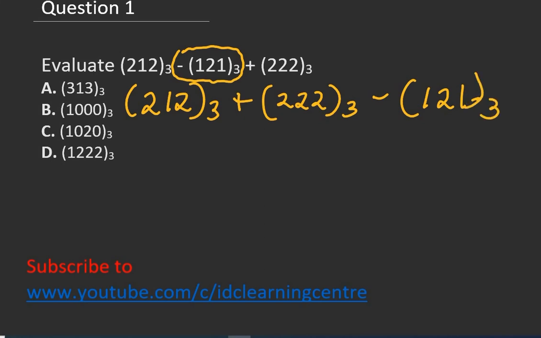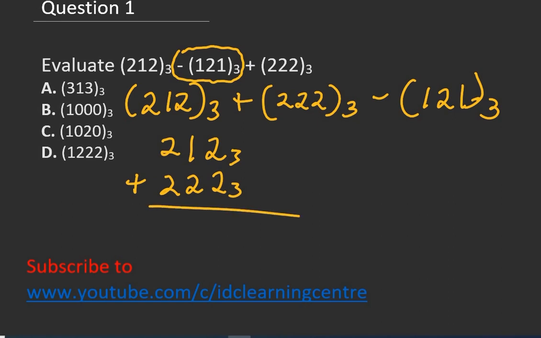Now let's sum this up. 212 base 3 plus 222 base 3. Okay, how do you sum up base 3? 2 plus 2 is 4. Since it's base 3, how many times can 3 go into 4? 1 remainder 1. Keep the remainder. This other one, move it to the next column.